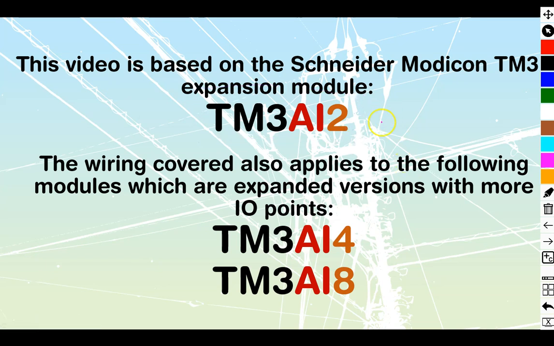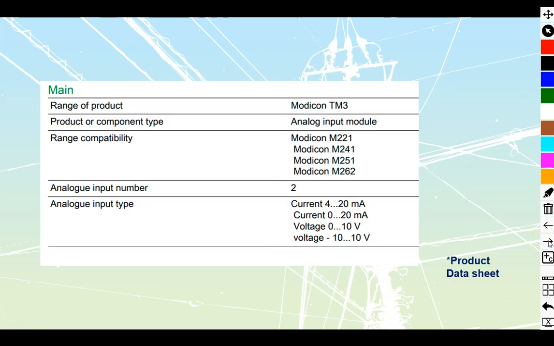But what we do in this card, you can expand it out to go and work with the AI4 or the AI8. The wiring is going to be identical. There's just more inputs that are going to be available on those.